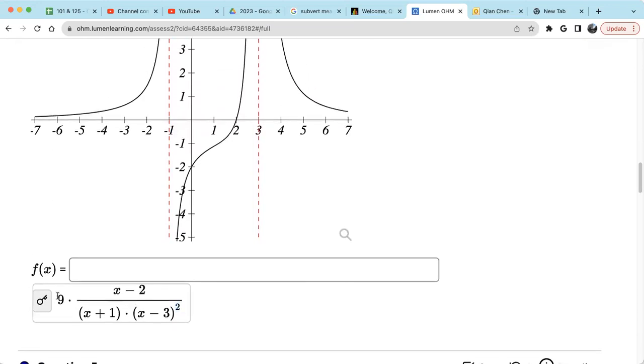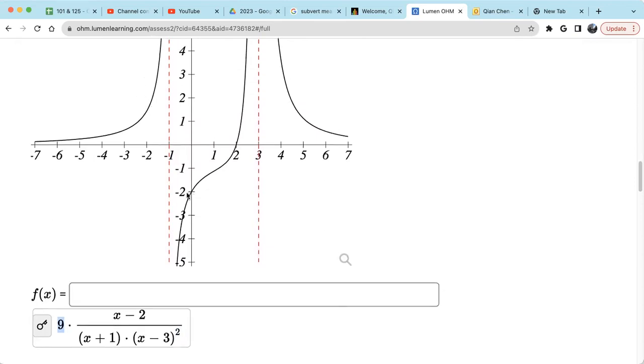Okay, so how do we figure out this leading coefficient 9? That's by this y-intercept. You see 0, -2 is our y-intercept. Right? And when do we get the function value to be 0? When the numerator is 0. Where do we get that piece of information? We see we have a root here. We have 2. 2 is the root of this function, the x-intercept of this function.